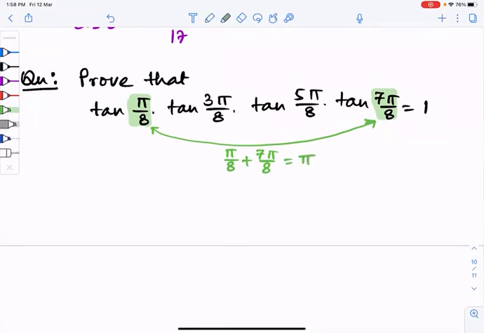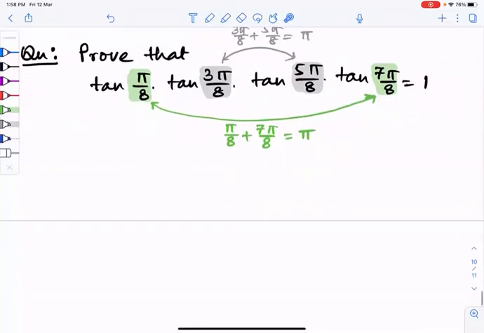And the other two, that is 3 pi by 8 and 5 pi by 8. What is their sum? Their sum is also pi. 3 pi by 8 plus 5 pi by 8 equals pi. So the observation is like this, and we know that pi is 180 degrees. Okay, so what am I going to do now?